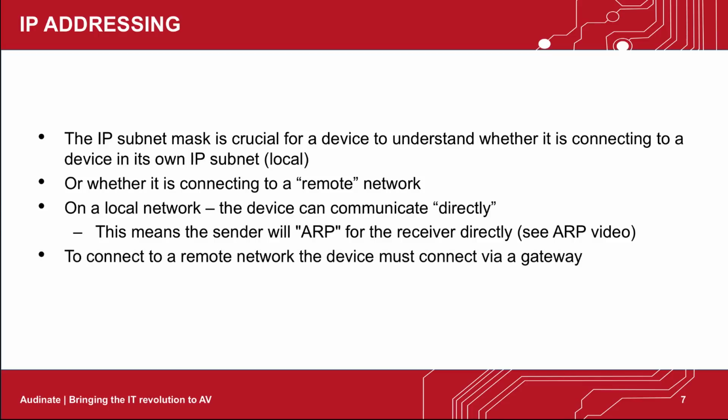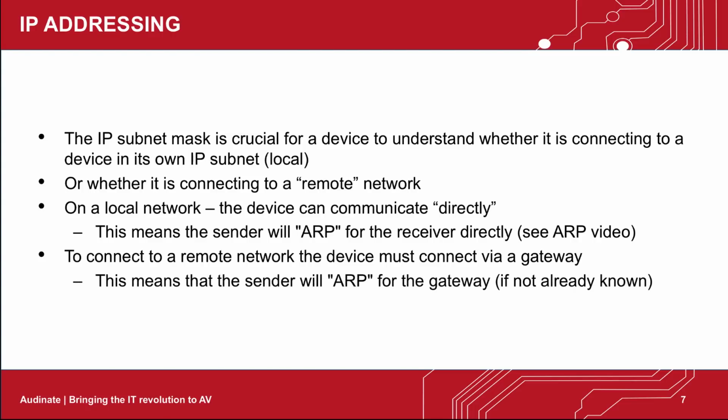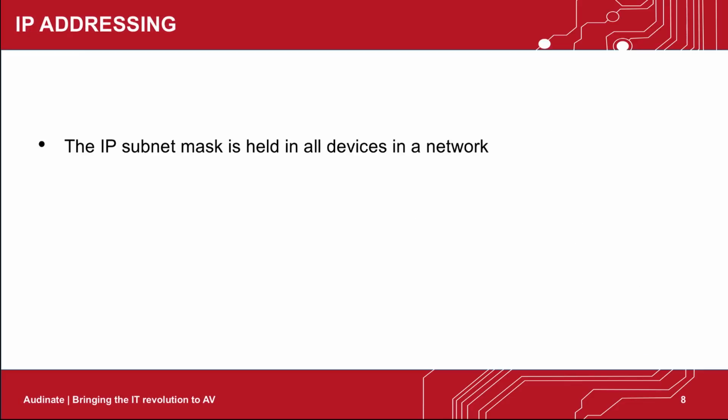In order to connect to a remote network, the device knows it can't ARP the receiver directly, so it will ARP the gateway so that it can pass that message via the IP layer, that is layer 3 of the OSI model. The IP subnet mask is held in all devices in a network. It's used to define the size of the local area network.